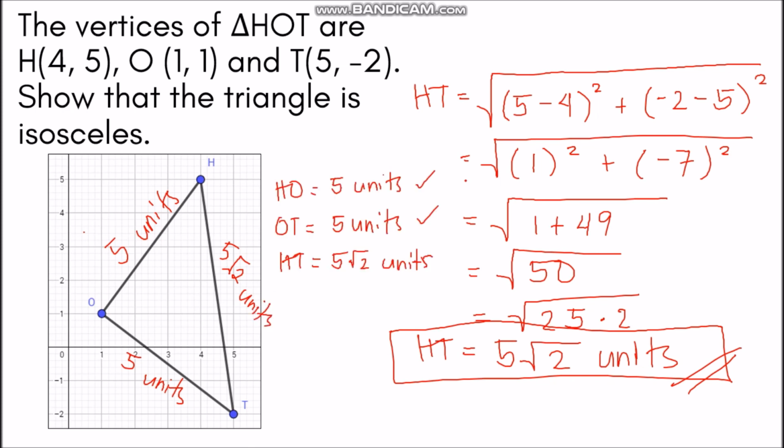Now, since two sides or two segments have the same length, we can conclude that triangle HOT is an isosceles triangle. So that's it for today. I hope you learned something about the distance formula and see you next time.